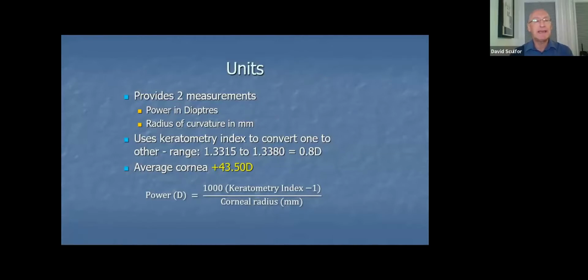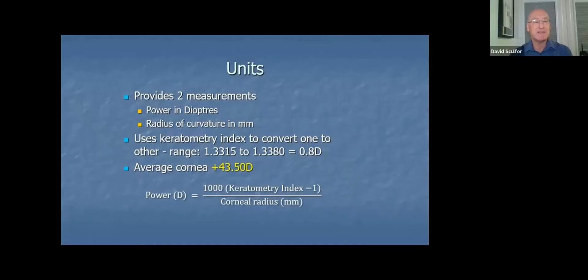Now, the keratometry index is related to the refractive index of the cornea, but it's not the same thing. And one of the problems is that it ranges around the world for quite different figures. So from 1.3315 to 1.3380, in the UK we usually have 1.3375. The difference between those is 0.8 of a diopter. So once you've measured the curvature, you then convert it into diopters. Depending where you are in the world, you come up with a 0.8 of a diopter difference.